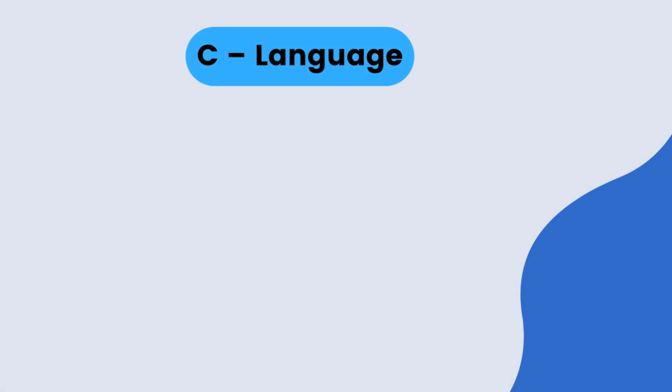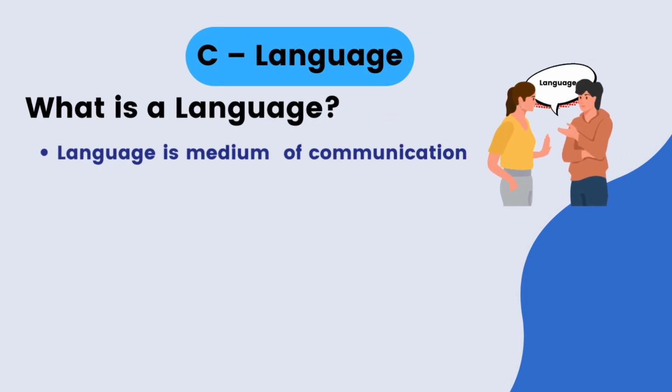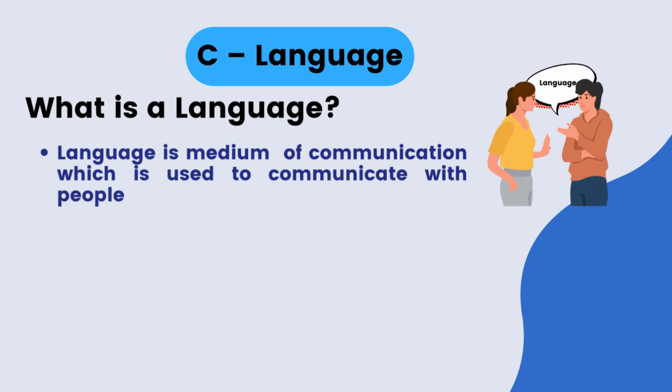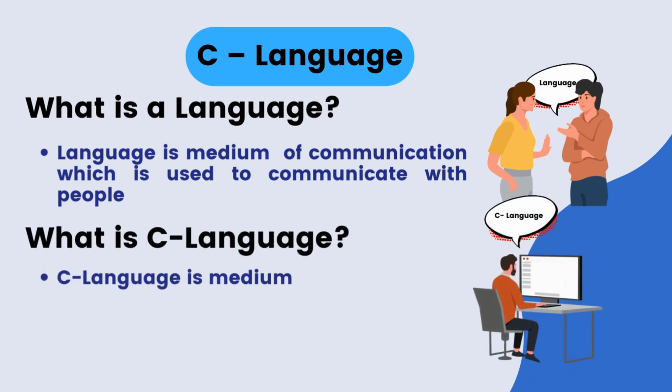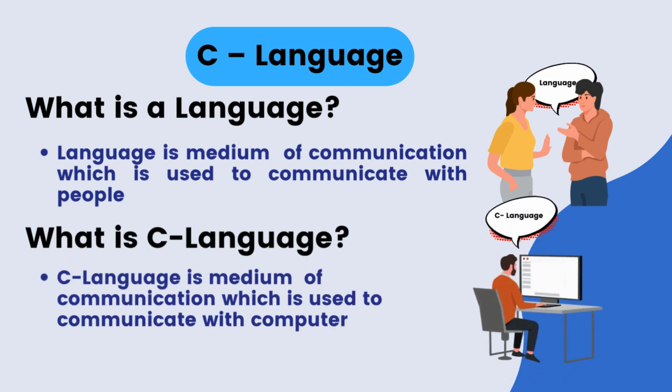Today we learn about the introduction to C language. What is a language? Language is a medium of communication that is used to communicate with people, like English, Hindi, Kannada, Telugu, Chinese, etc. Then, what is C language? C language is a medium of communication which is used to communicate with computers. You would be surprised to hear this. How can we talk to a computer? Well, you are going to learn in this lecture.